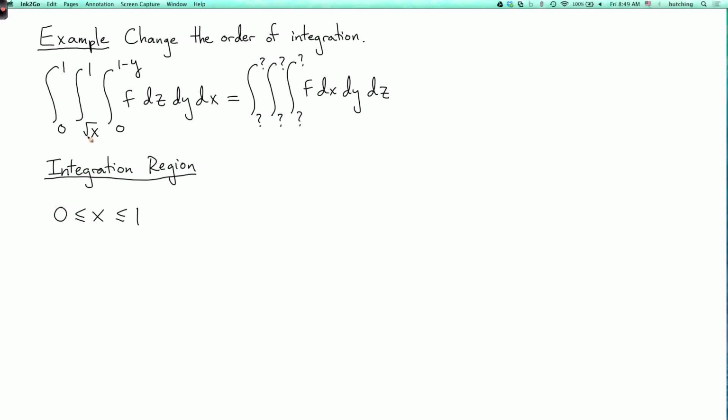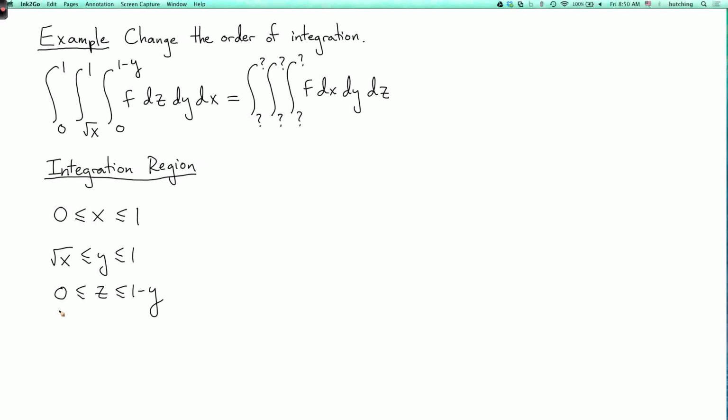And in the middle integral, it tells us that y is going from the square root of x to 1. So I have the square root of x is less than or equal to y is less than or equal to 1. And in the innermost integral, the limits are 0 and 1 minus y, so that tells us that z is between 0 and 1 minus y. So the region over which we're integrating is defined by these 6 inequalities.